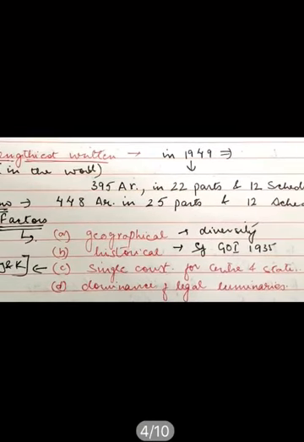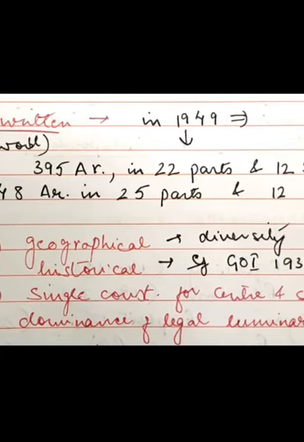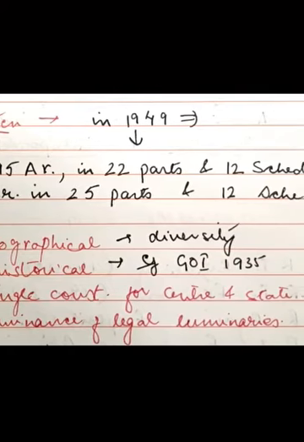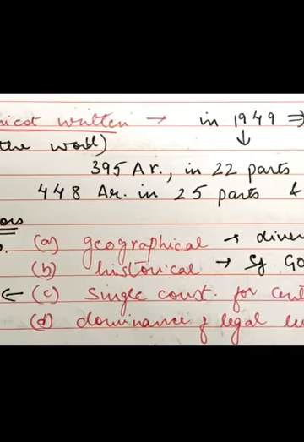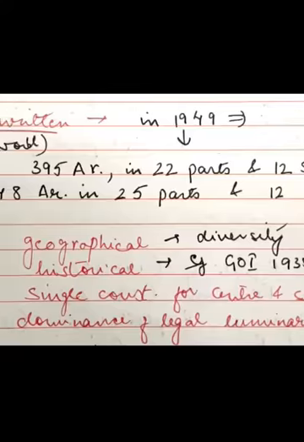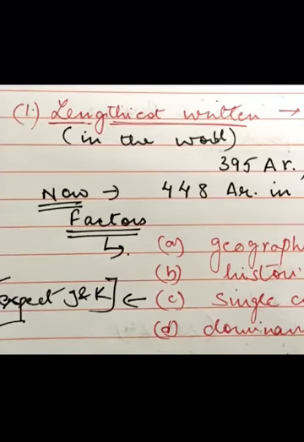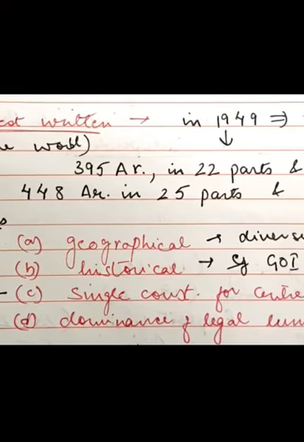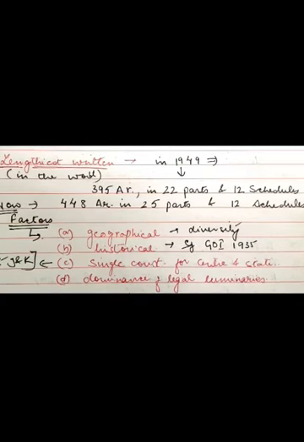And some of the factors that have contributed to the elephantine size of the constitution may be the geographical factor, that is the diversity and the vastness of the country. Second could be the historical factor, for example the Government of India Act 1935, which was actually very bulky. The next would be the single constitution for the center and the state, except for Jammu and Kashmir. Well, don't go by the handwriting, but I hope it helps. And the dominance of legal luminaries. So it is therefore the lengthiest constitution.